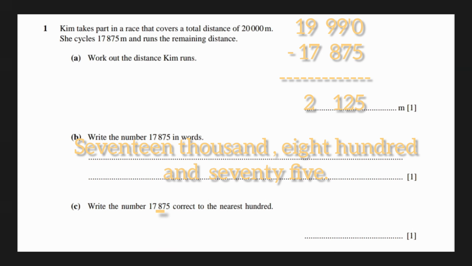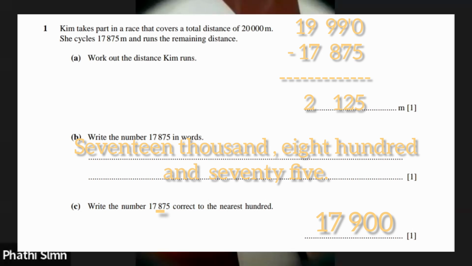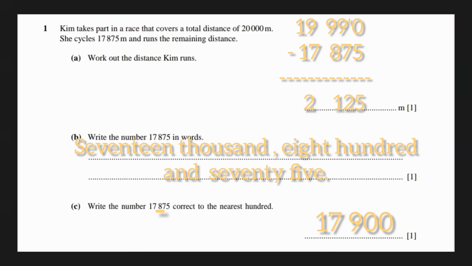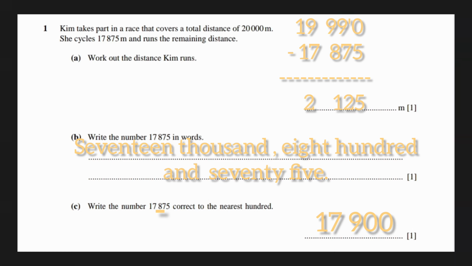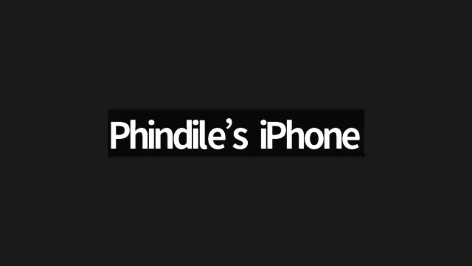So what would be our answer? It's 17,900. 17,900, good. To the nearest 100. Okay, good. Let's go to the next question.